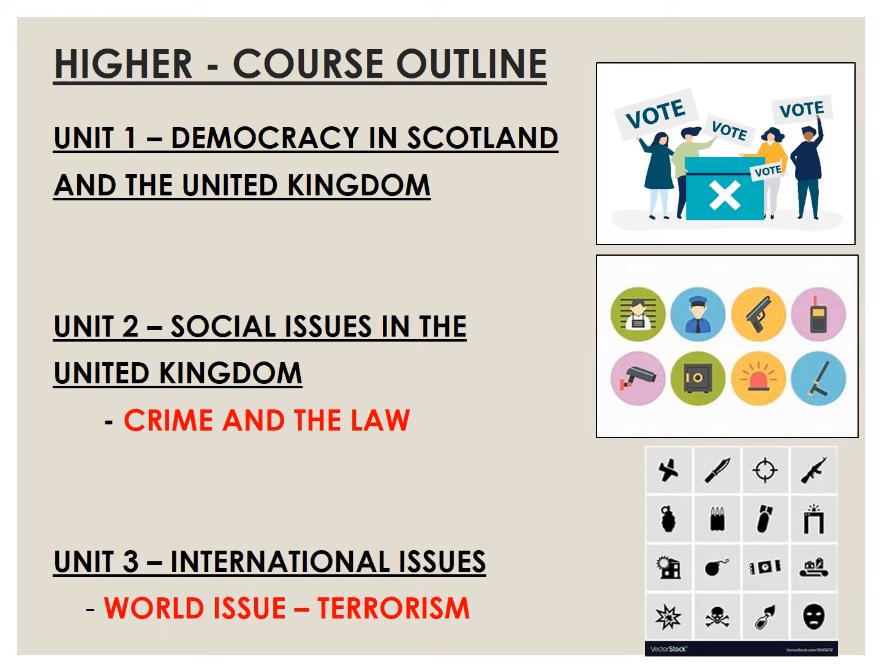So a very quick course outline. There are 3 units within the higher course. Unit 1 looks at democracy in the United Kingdom, and we're coming to the end of this unit of study just now. Unit 2 is a social issues unit, and we focus on crime and the law. And the final unit is an international issues unit, and we focus on terrorism.